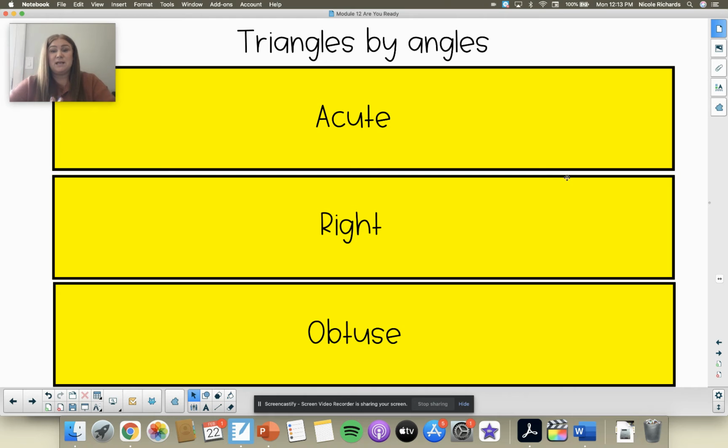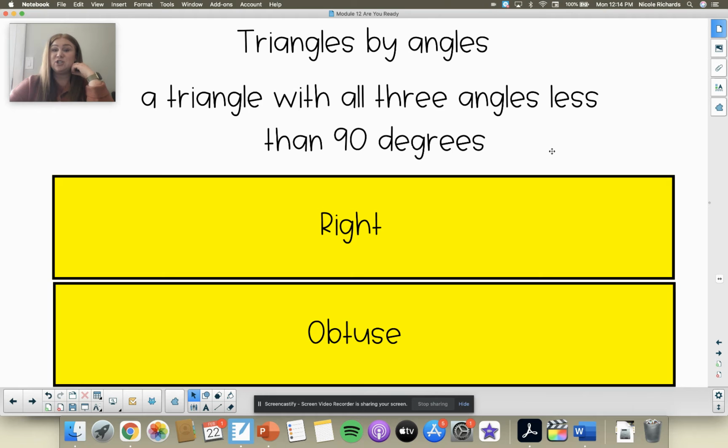So a few things we need to remember are what acute, right, and obtuse angles mean. Acute angles, I always think of as little cute ones. So it's a triangle, and all three angles have to be less than 90 degrees in order for it to be classified as acute. When all three of them are little cute angles, we call it an acute triangle.